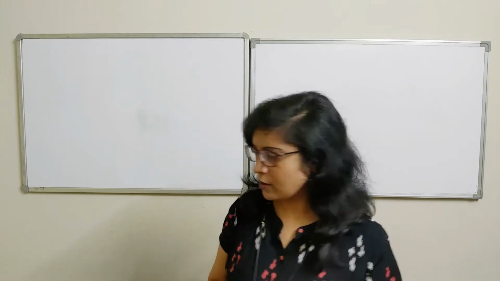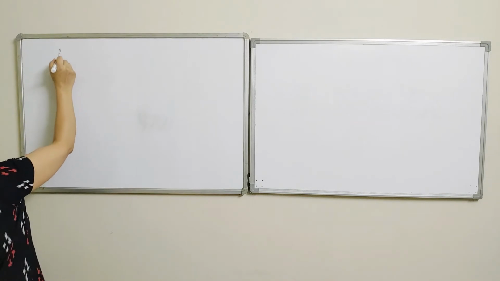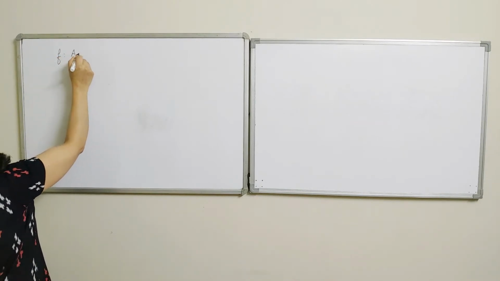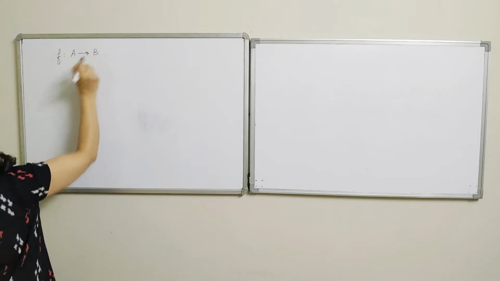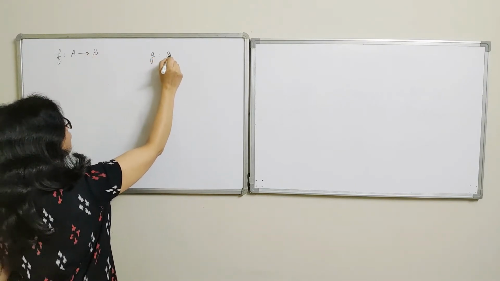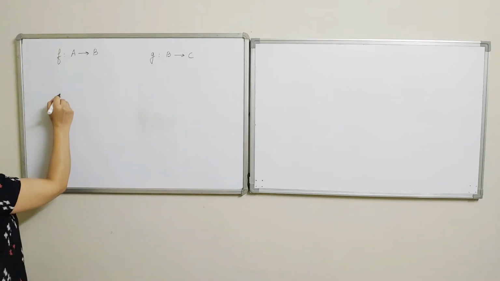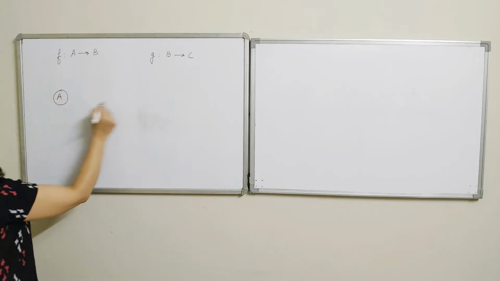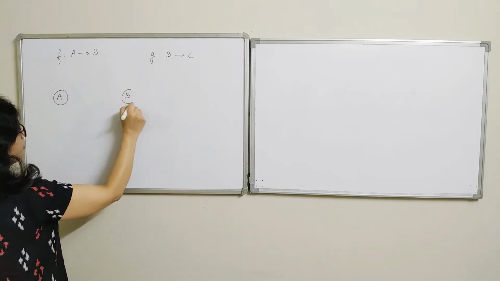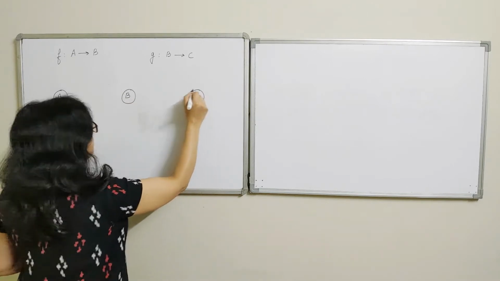Good morning, students. In today's class we are going to see what are composite functions. To understand composite functions, let us take a function f defined from A to B and another function g which is defined from B to C. So the domain of the function is this set. This is the codomain of the function. Likewise, this is another set C.